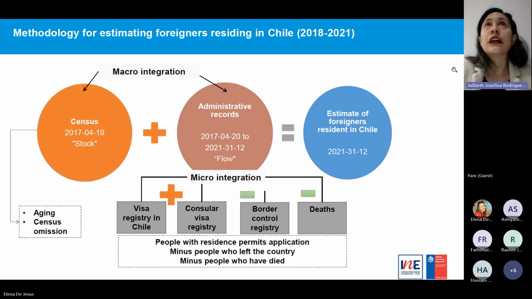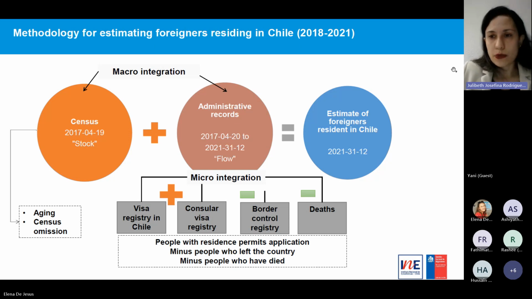So what did we do? What we did was to first initiate institutional coordination among the four institutions involved in the migratory flow and the National Statistic Office. We decided to keep the census as the basis of our estimate, but to adjust it by the undercoverage or omission, the census omission, and for the aging of the population. And we also added the information contained in the administrative records of those who entered the country after the census, while subtracting those who were outside the country or who have died during the period of the estimate.